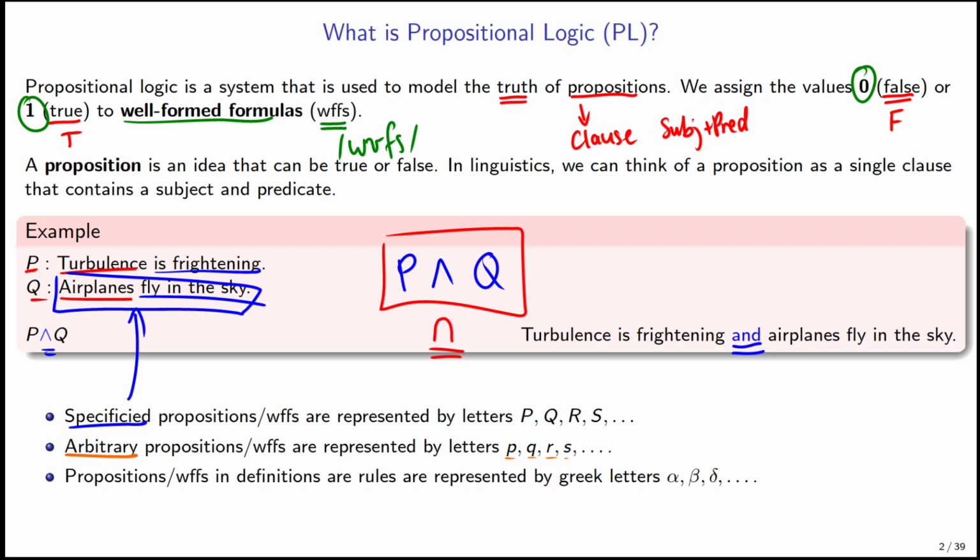When we have propositions in definitions and rules, they're represented by Greek letters: alpha, beta, gamma, delta, and so on. So whenever we see rules, we're going to see Greek letters. A lot of people use phi and psi. I've changed them to alpha, beta, and delta because alpha and beta look like the letters they are, and they're not as symbol-y as something like phi and psi, which look very similar.